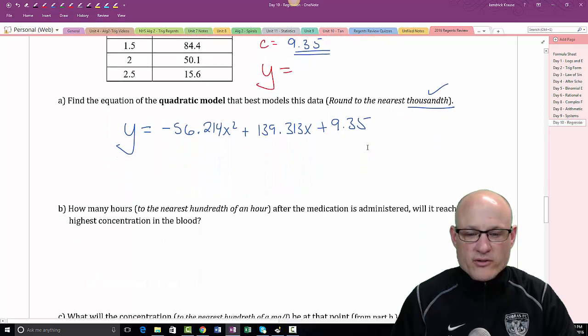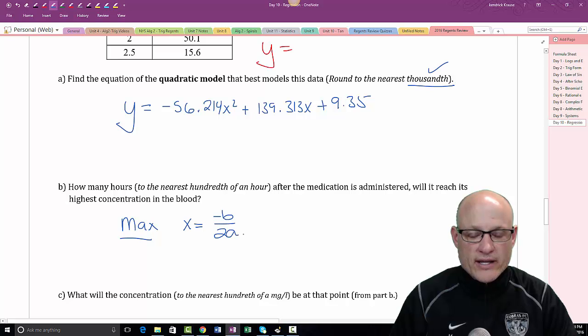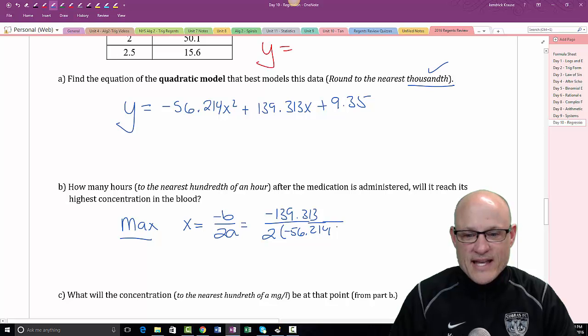How many hours, to the nearest hundredth of an hour, after the medication is administered will it reach its highest concentration in the blood? So we're looking for a maximum. And a maximum is found at x equals negative b over 2a. That's where we find our maximum. So we're going to do negative b, which is negative 139.313, all over 2 times negative 56.214. So that's the x value.